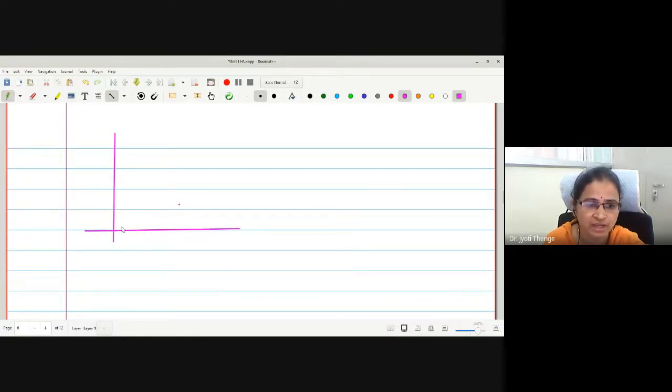Suppose this is a vector x. Somewhere here it is y. This is x. This is y. We were interested in finding norm of x plus y. This is 0. Can anyone show me the location of x plus y on this R2 space? Where will be the location of x plus y vector?